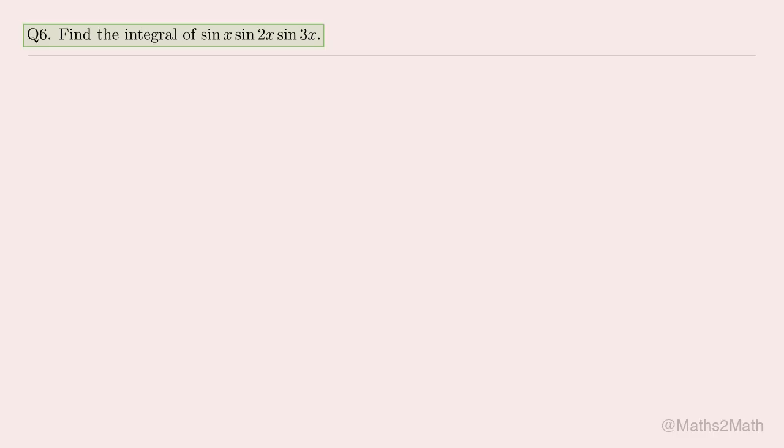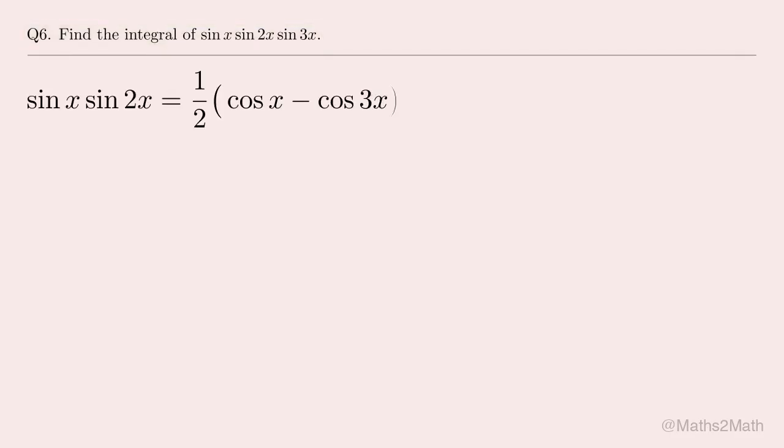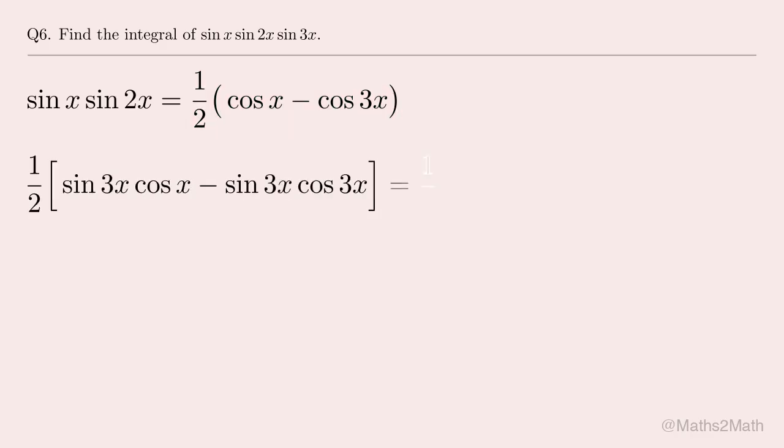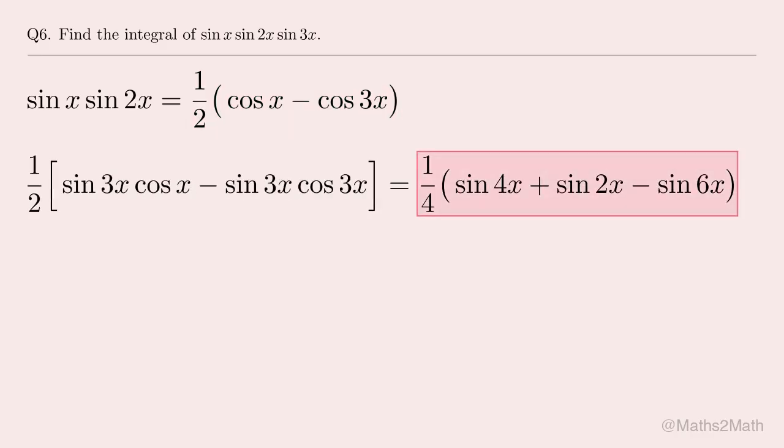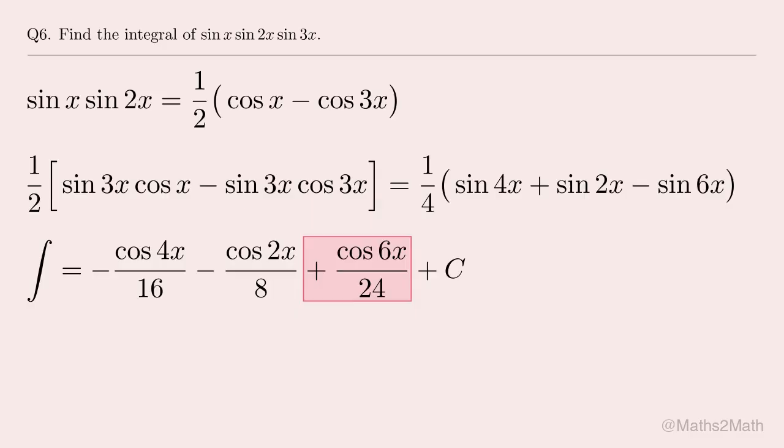Question 6. 3 sines, product-to-sum twice over. Pair sine x with sine 2x first. The first pair gives half of cosine x minus cosine 3x. Multiply by sine 3x and expand both products into sums. Integrate the 3 sines.